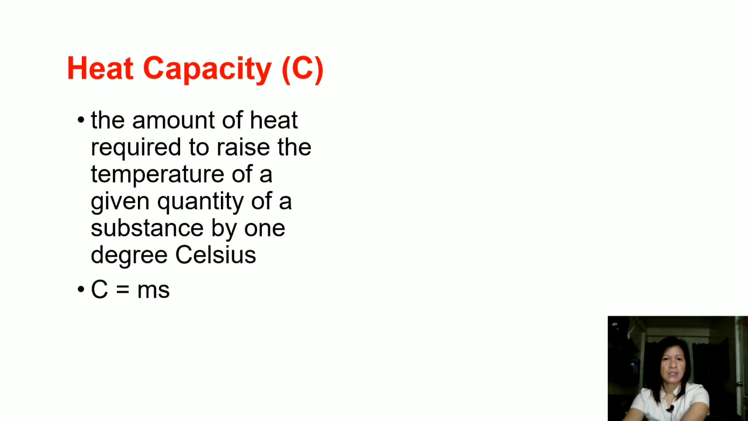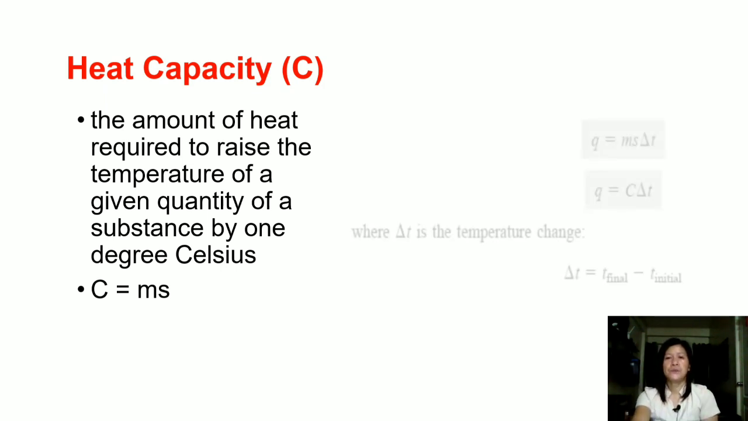Heat capacity, on the other hand, as denoted by capital C, is the amount of heat required to raise the temperature of a given quantity of a substance by 1 degree Celsius. For example, you are given 100 grams of water. What amount of heat is required or necessary to raise the temperature of 100 gram water by 1 degree Celsius? So be able to distinguish specific heat and heat capacity.